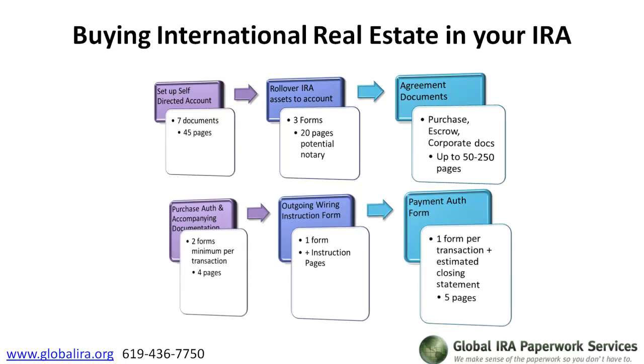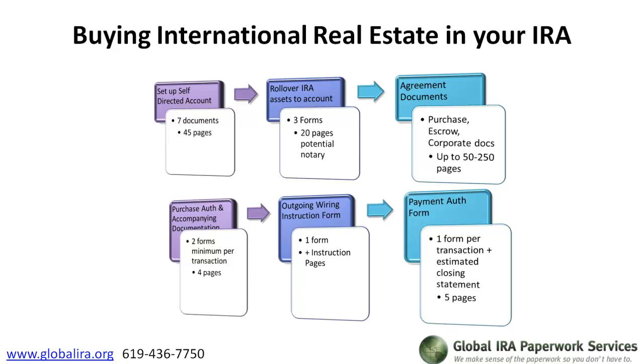So, the next phase, if you're looking for the purchase authorization and accompanying documentation, might be 2 forms per transaction. And a lot of times in these transactions, there may be multiple parties who are buying. If we're looking at a large transaction, there may be multiple parties buying in with their IRA. That just compounds the potential for a mistake.